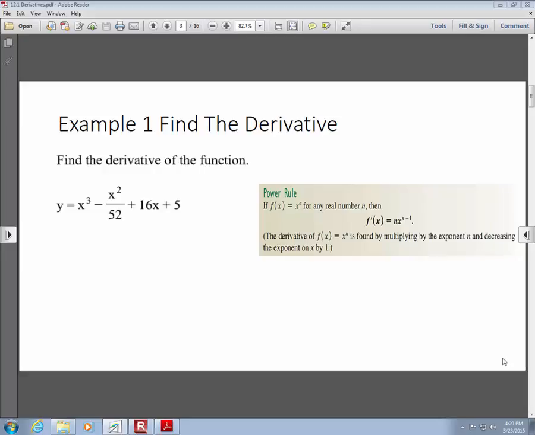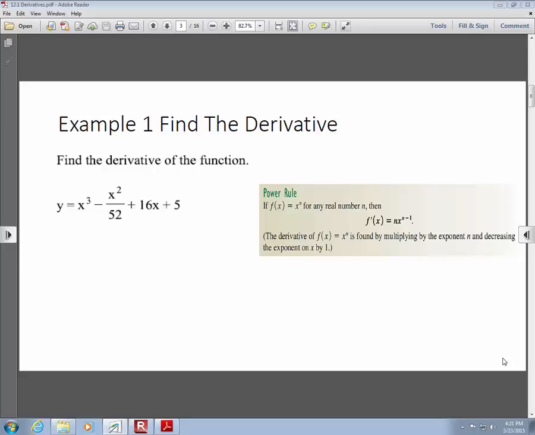So the derivative of f of x equals x to the n is found by multiplying by the exponent n and decreasing the exponent on x by 1. Let me give you a simple example. For example, let's say I have f of x is equal to x to the 5th. If I want to take a derivative of this equation here, I would have to use the power rule.